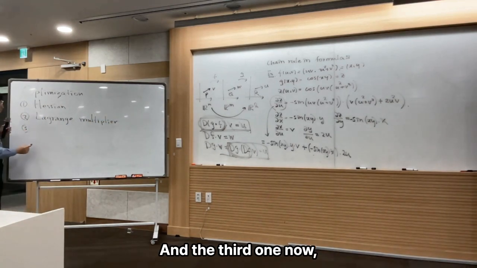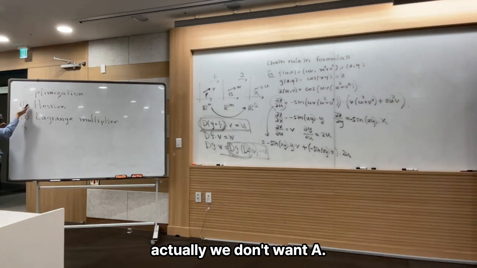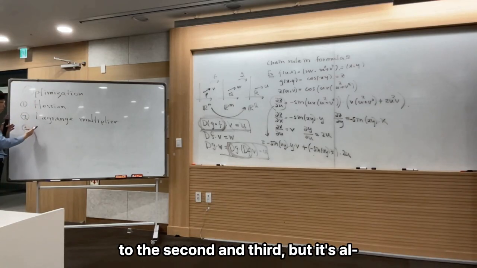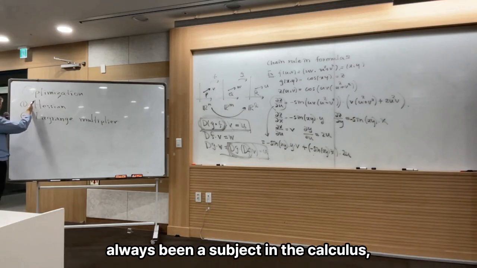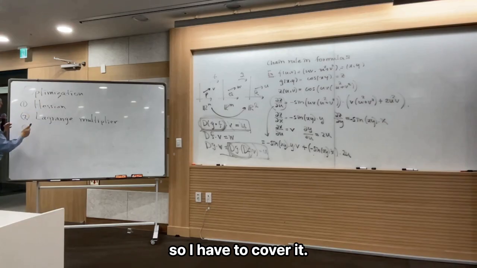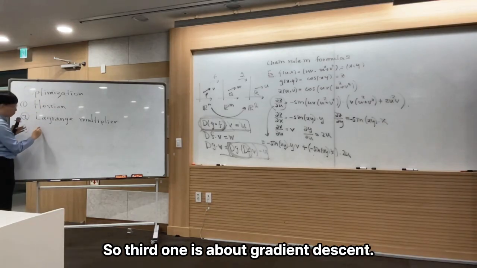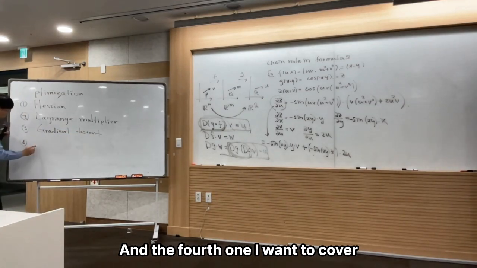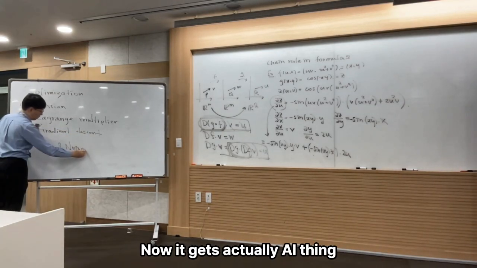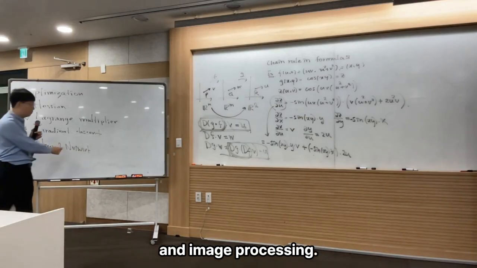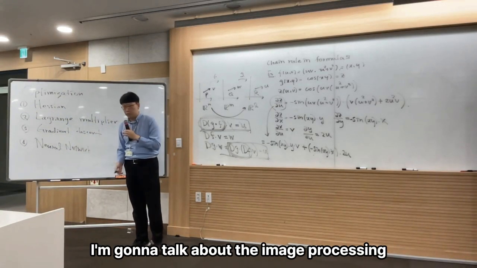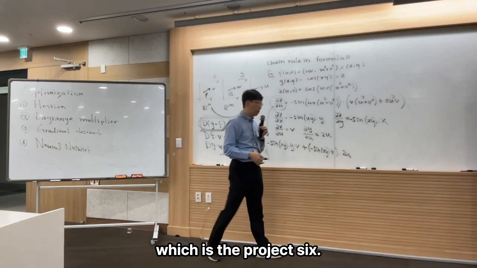And the third one, the first is not directly related to the second and third, but it's always been a subject in the calculus, so I have to cover it. So the third one is about gradient descent. And the fourth one I want to cover is the neural network. Now it gets to the actual AI thing and image processing. So along the way I introduce the neural network. I'm going to talk about the image processing, which is project 6.